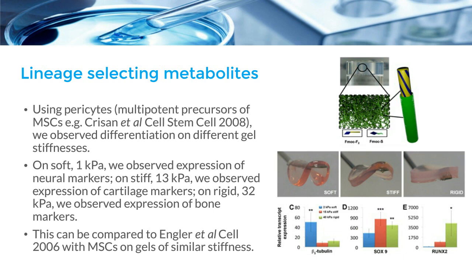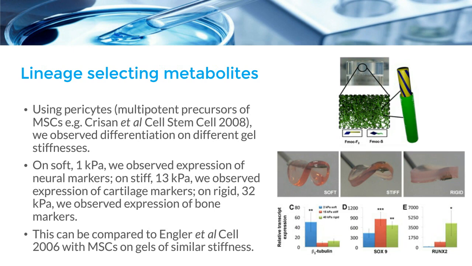But the important thing is we could take 3 stiffnesses of gels, the soft, the stiff, and the rigid, and we could differentiate the cells. And for the soft and the rigid, we saw the same as Engler, with the pericytes turning into cells expressing neural markers on the soft gel, and here you can see expression of beta-3 tubulin in part C of the image on the right. And on the far right in part E, on the rigid gel, you can see expression of bone markers, in this case RUNX2, here indicating differentiation towards osteoblasts.